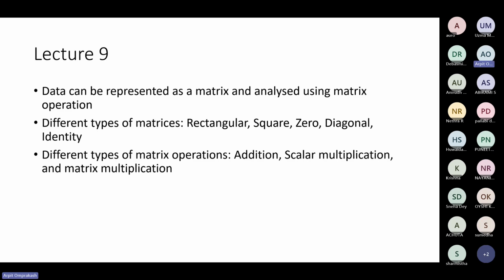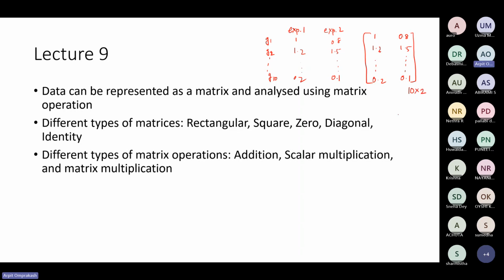Okay. So in lecture 9, we talked about matrices. As we saw before, we can represent data as vectors, but we can also represent data as matrices. So let's say now we have the same question, we have two experiments and we have 10 genes and we have some value. If we represent all the values in a matrix, it should look something like this. Now here we have 10 rows and 2 columns. So the dimensions of this are 10 cross 2.